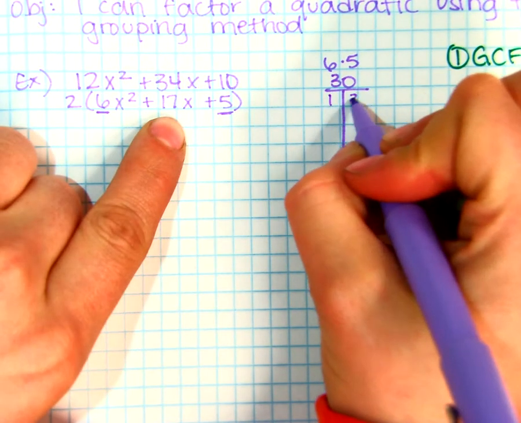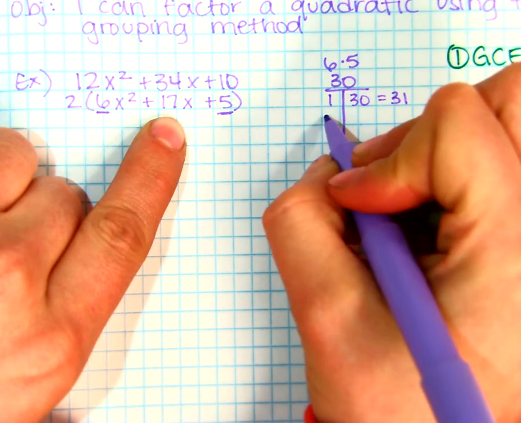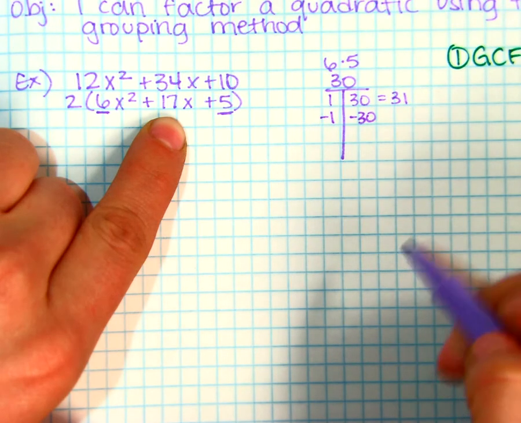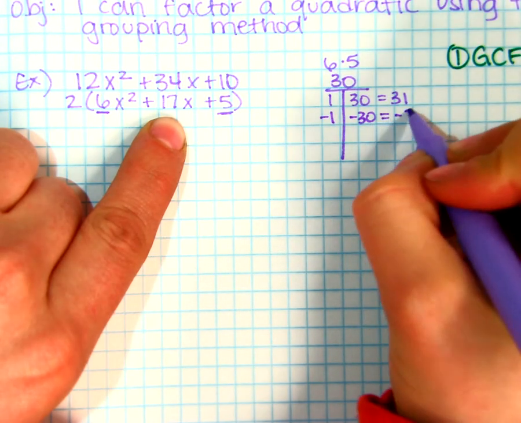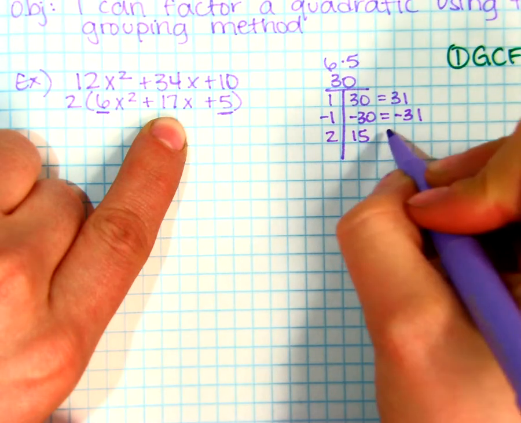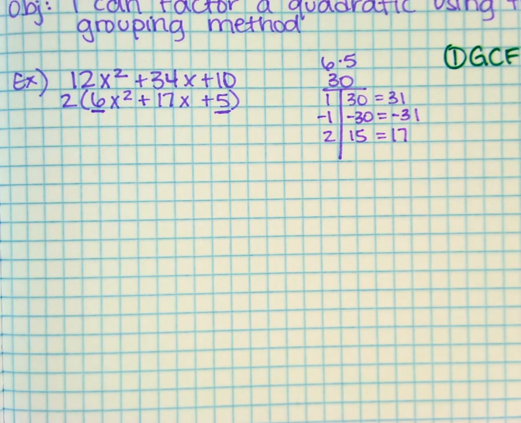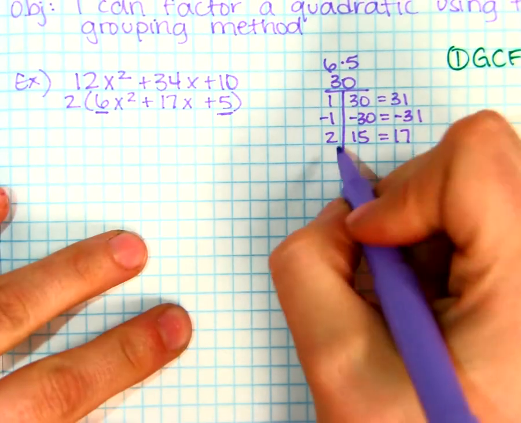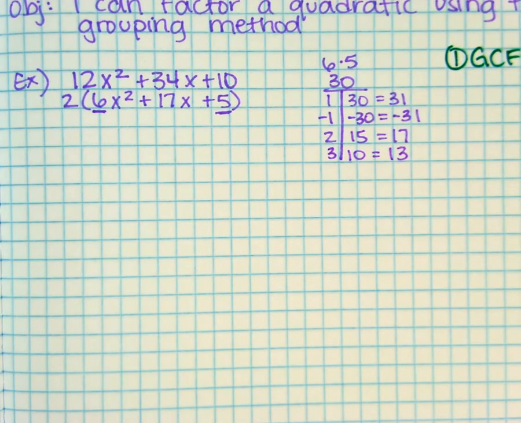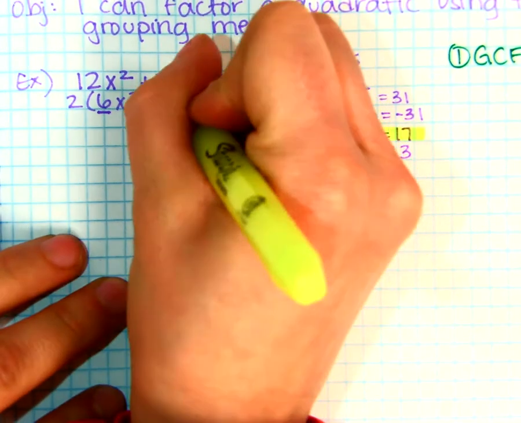So 1 and 30 added up equals 31. We could do negative 1 and negative 30 because a negative times a negative is positive. But that would give me a negative 31, and I don't need a negative. So 2 and 15, if we add those up, hey look, that gives us 17. So we're going to go with that. We could go ahead and check 3 and 10. If we add those up, we get 13. But I want to go with this one because I've got a 17 here.